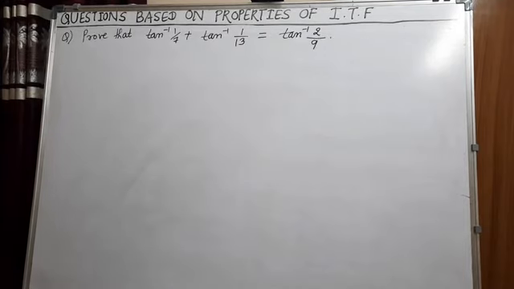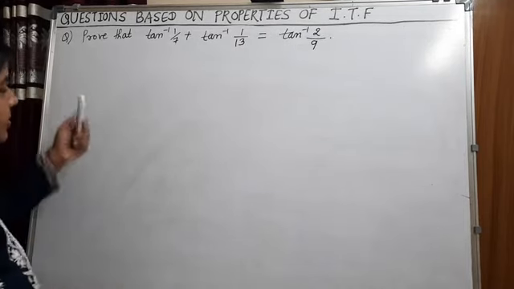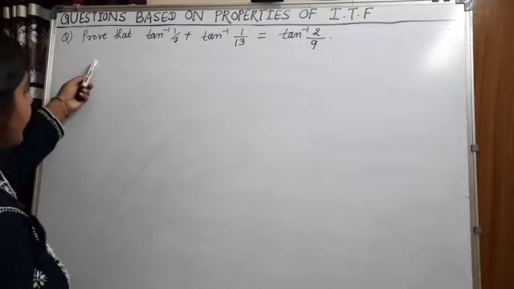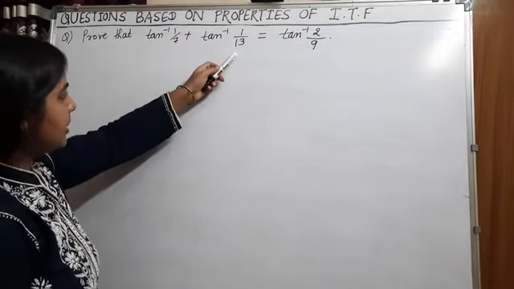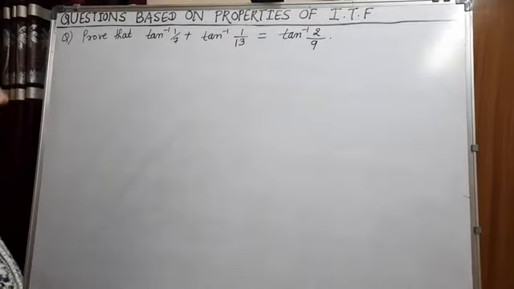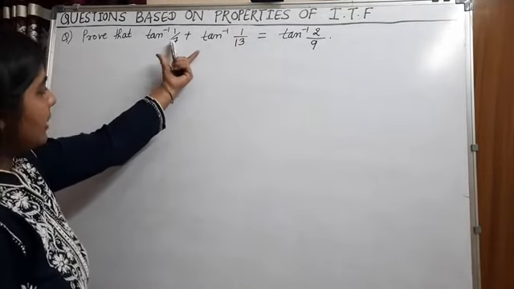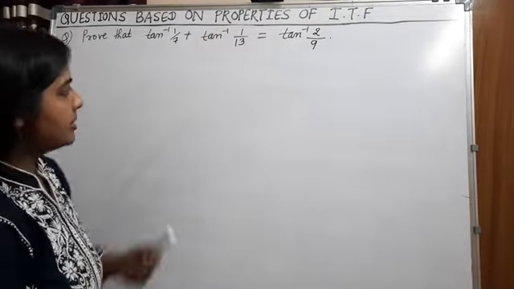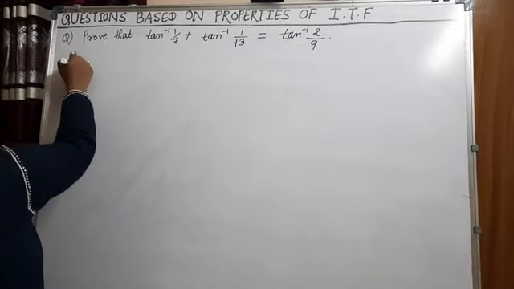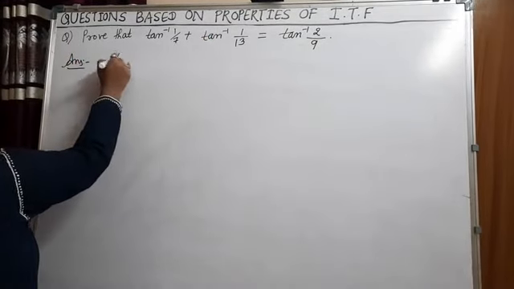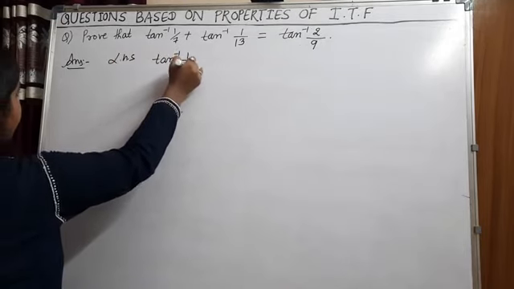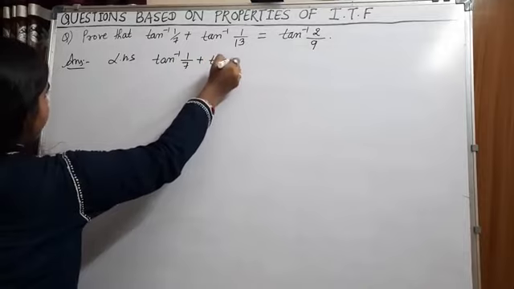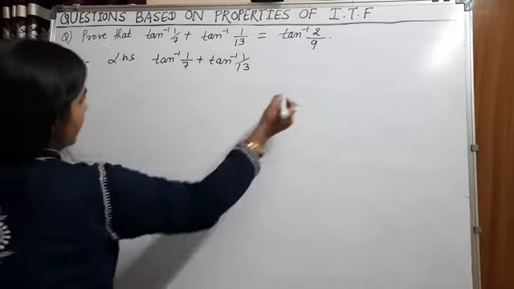Now based on the next property, we will discuss this question. The question is, prove that tan inverse 1 by 7 plus tan inverse 1 by 13 is equal to tan inverse 2 by 9. It means we have to calculate the left hand side so that we can get the right hand side. So we will take the left hand side: tan inverse 1 by 7 plus tan inverse 1 by 13.